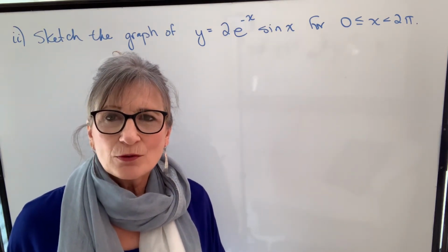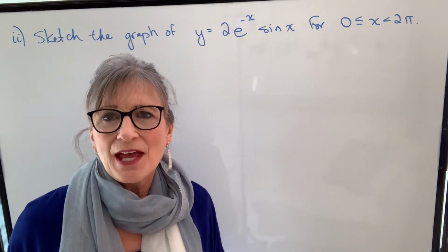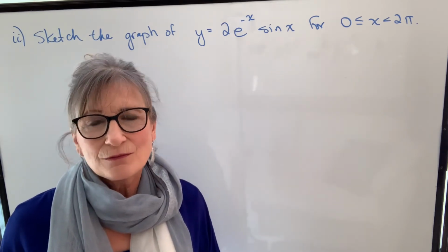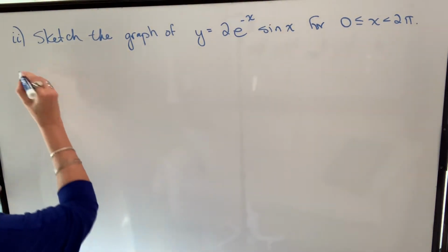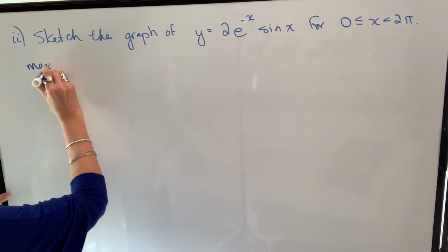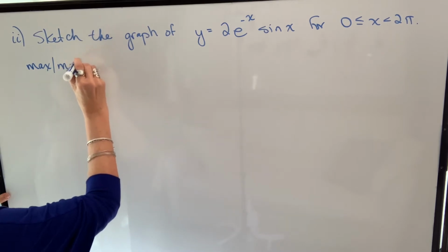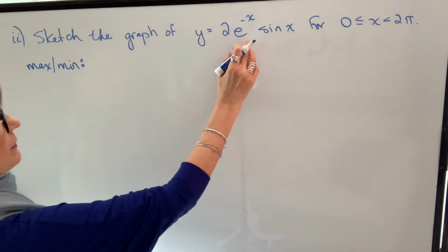So we need to find those things, plus we need to test them, and then once we have those things, we've got a pretty good idea of what our graph looks like. So we'll start off by finding max-min points. The way that we find max-min points is we take the derivative.